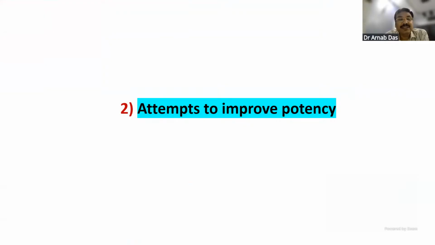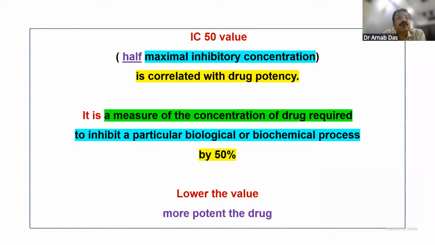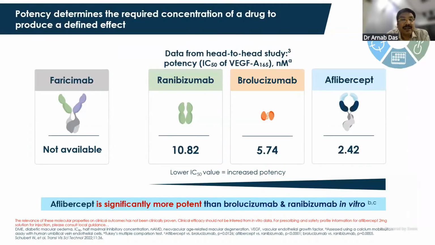The second thing which companies target is attempts to improve potency. IC50 value, the half maximal inhibitory concentration, is correlated with drug potency. It is a measure of the concentration of drug required to inhibit a particular biological or biochemical process by 50%. The lower the value, the more potent the drug. Aflibercept is significantly more potent than bevacizumab and ranibizumab in vitro.